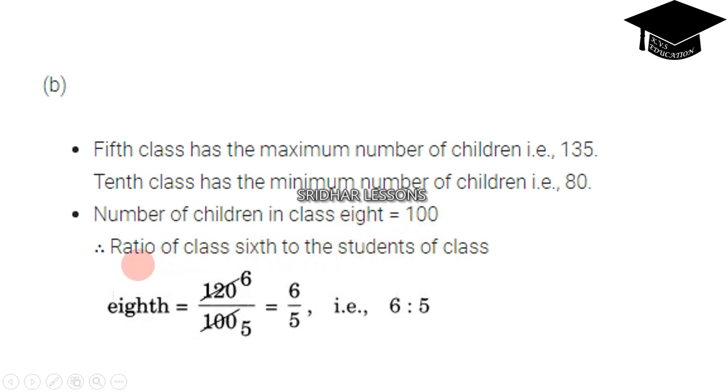Therefore, as per the question, the answer is the ratio of class 9th to class 8th students, which is 120 by 100. 20 cancels in 6 times and here in 5 times. So it is 6 by 5, or we can write it as 6 is to 5.